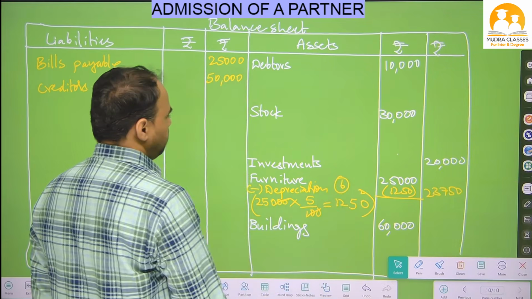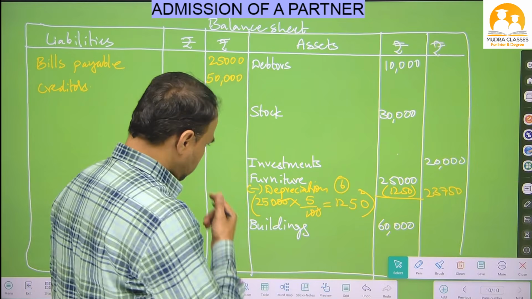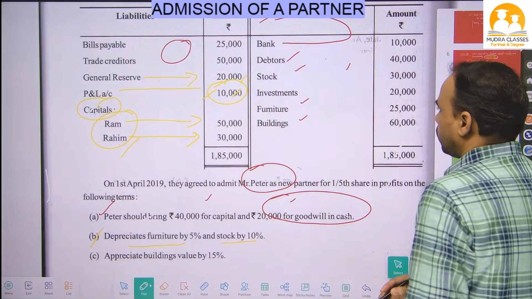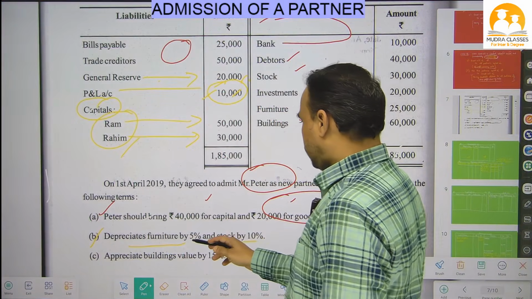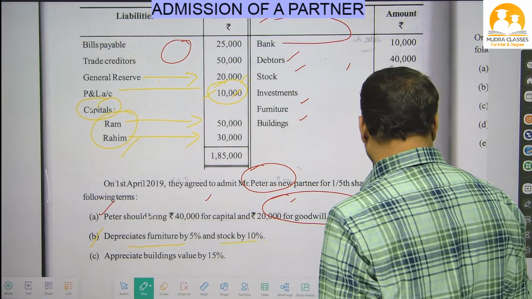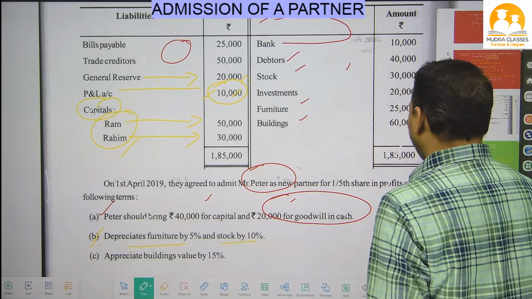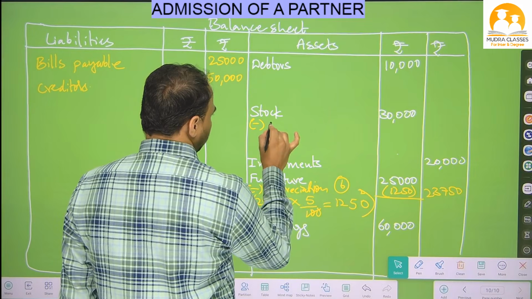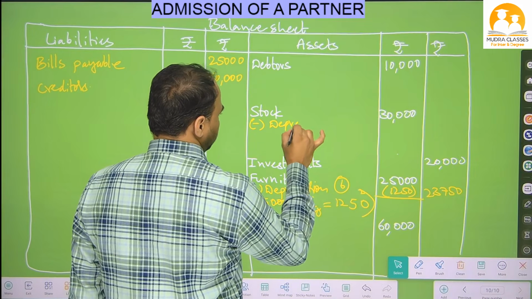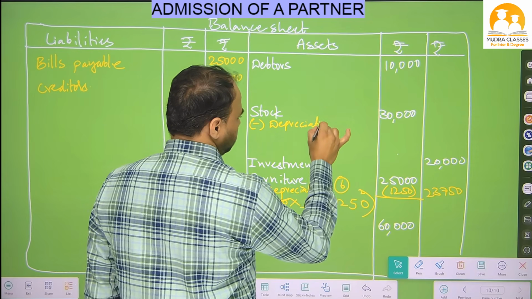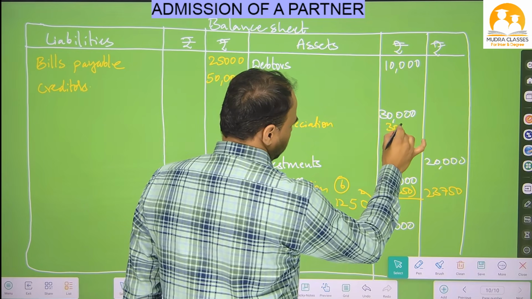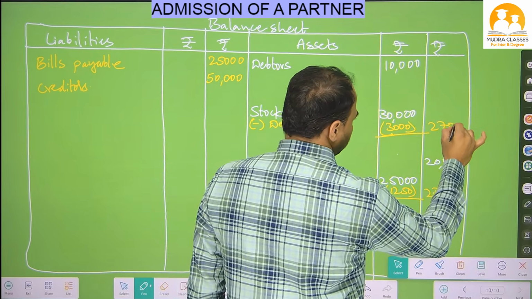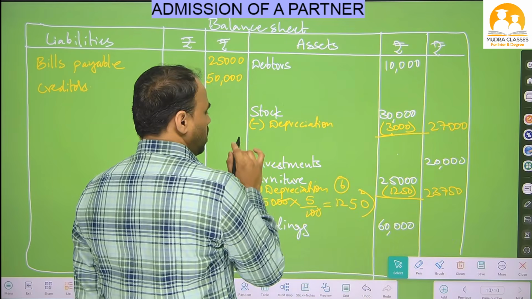Similarly, machinery value is also given. Let's see the question one more time. Depreciate furniture by 5% and stock by 10% is given. So stock value we have to deduct by 10%. So here stock less depreciation. Depreciation means reduction in the value of an asset. 10% on 30,000 means 3,000 rupees. So outer column 27,000 rupees. This 3,000 is a loss to the business.